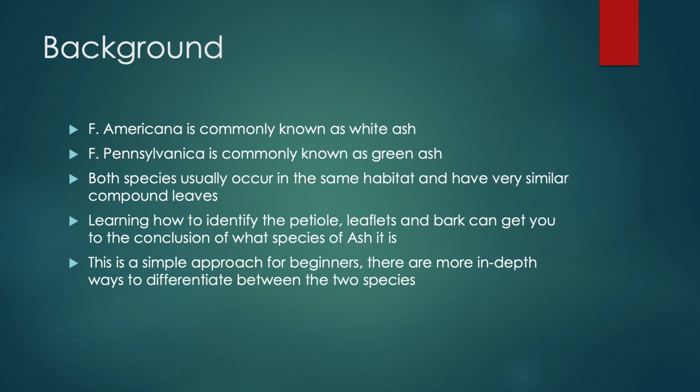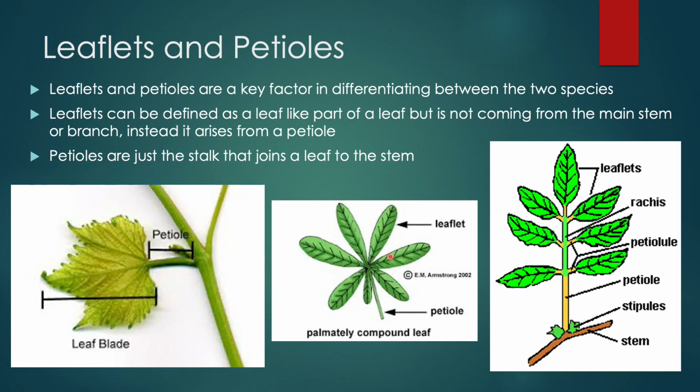And I'm just going to talk about how you can identify the petiole, the leaflets, and the bark. And I think those three things can get you to the conclusion of what species this ash tree is, either green or white. So starting with the leaflets and petioles, these two things are going to be key in differentiating between the two different types of species. The leaflets can be defined as a leaf-like part of a leaf, but it's not coming from the main stem of the branch. It's actually coming from the petiole.